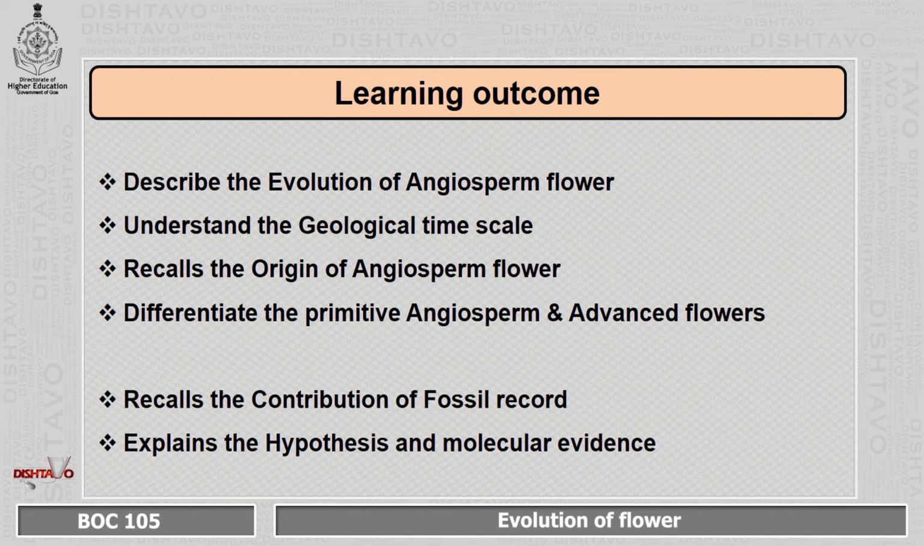Learning outcomes: at the end of this session, student will be able to describe the evolution of angiosperm flower, understand the geological time scale, recall the origin of angiosperm flower, differentiate the primitive angiosperm and advanced flower. They will also be able to recall the contribution of fossil record and explain the hypothesis and molecular evidence.